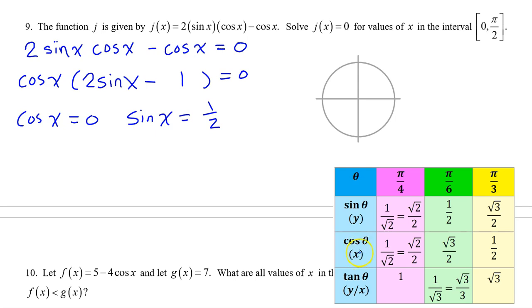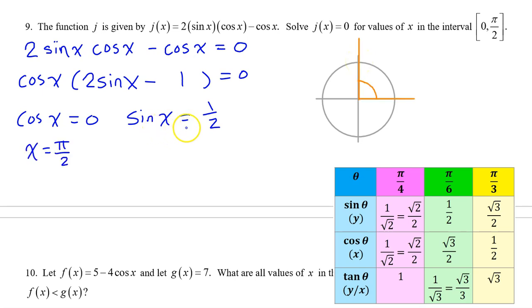Cosine is the horizontal displacement on the unit circle, so we are looking for where the horizontal displacement is 0. So that's going to be right here at pi over 2. We are only allowed to be on the interval from 0 to pi over 2, so we're not going to keep going like we normally would. So pi over 2 is the only answer.